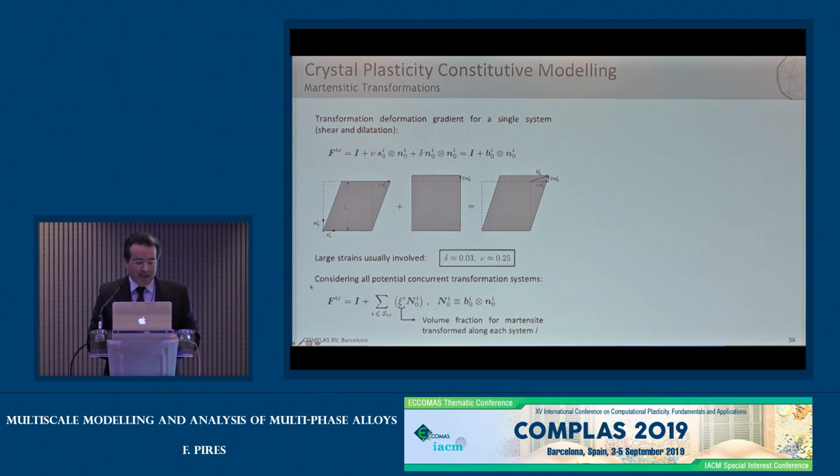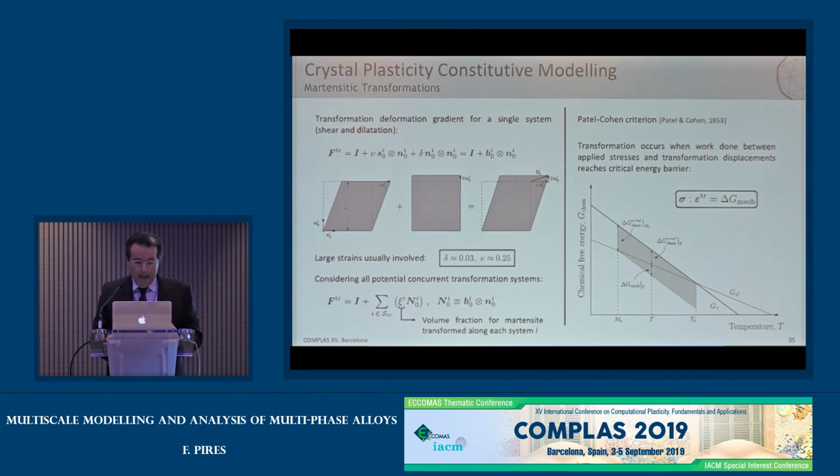And if at a given material point we consider all the potential concurrent transformation systems, the overall deformation gradient of transformation can be described by introducing a volume fraction for martensite transformation along each system, and this is also referred to in the literature as a martensite variant.